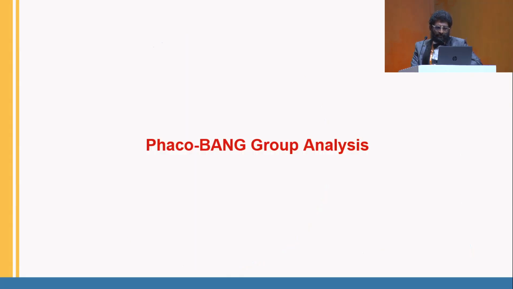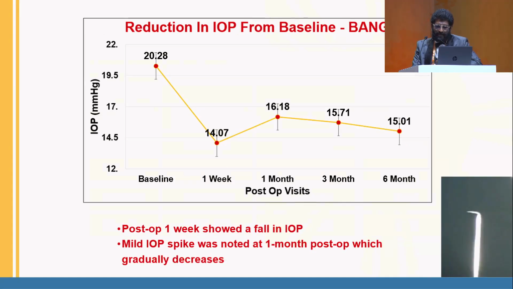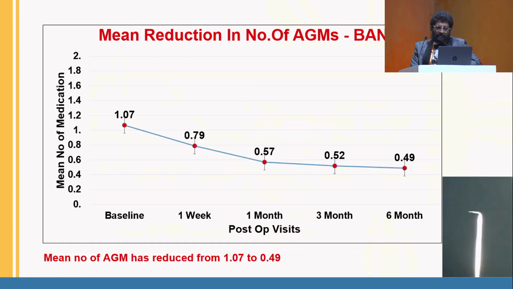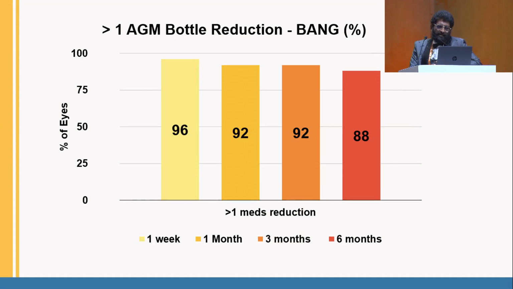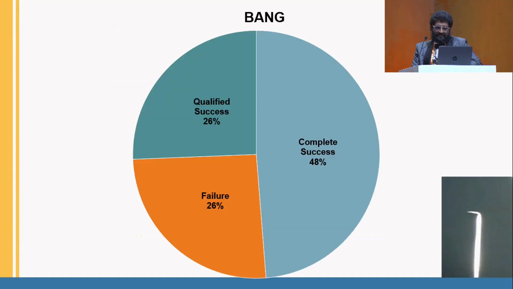Let's see the BANG group, where a similar trend was noted, 20.28 to 15.01, with a mild spike at the 1 month period, and the AGM bottles going from 1.08 to 0.49. The medication-free population of 50% at 6 months was slightly eye-catching here, with a complete success of 48% and a failure of 26%.